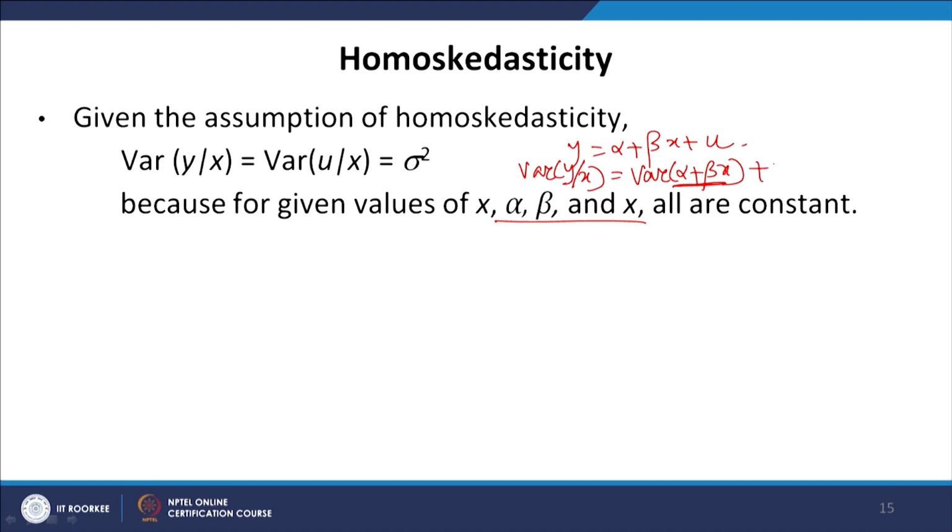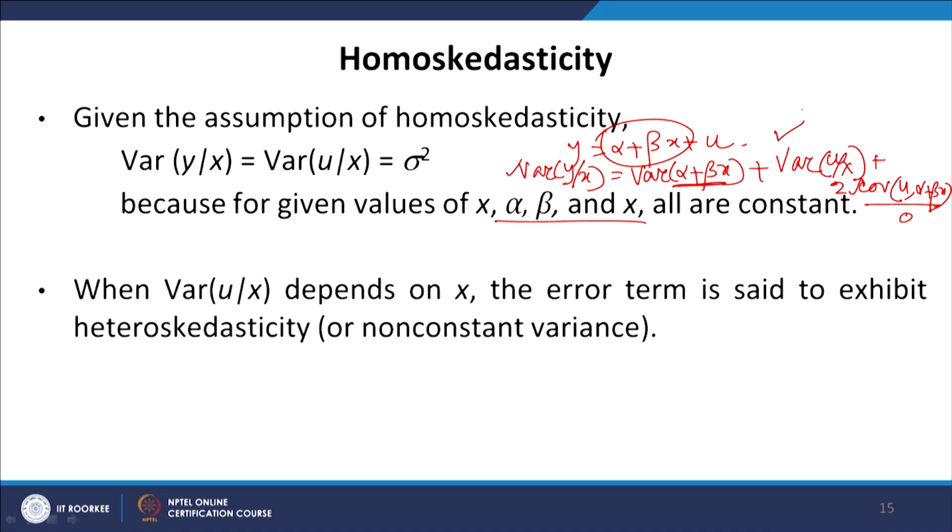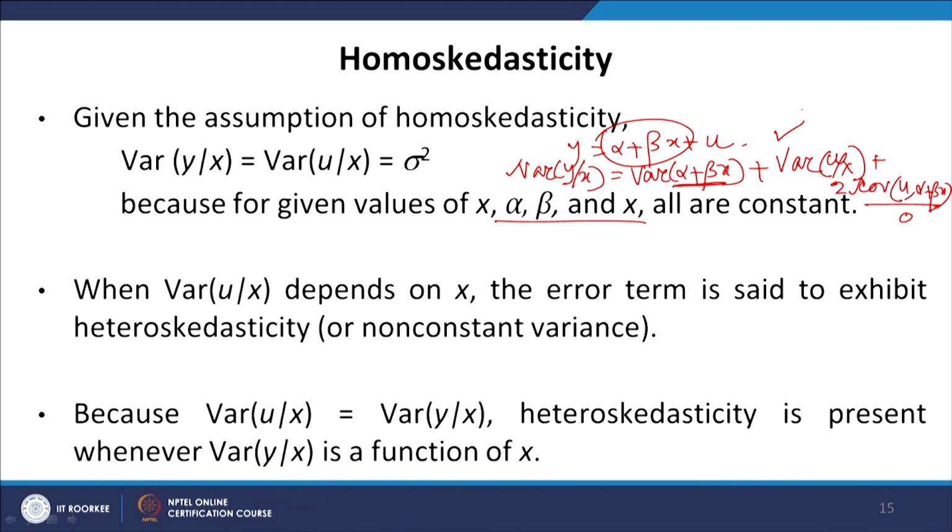So, what I am left with is variance of u given x, and then there will be covariance terms between u and this part, that is alpha plus beta x. By now we know that the covariance between u and x is 0, so this part also becomes 0. That is why variance of y given x is equal to variance of u given x. When variance of u given x depends on x, the error term is said to exhibit heteroskedasticity or non-constant variance. Because variance of u given x is equal to variance of y given x, heteroskedasticity is present whenever variance of y given x is a function of x.